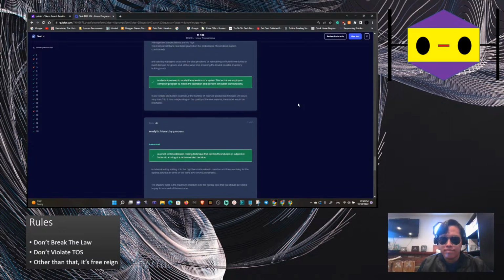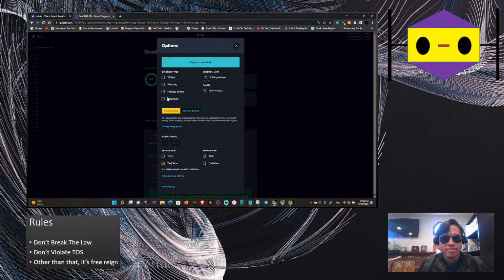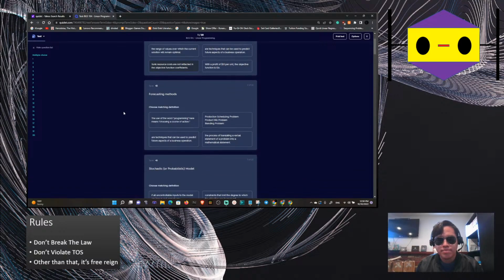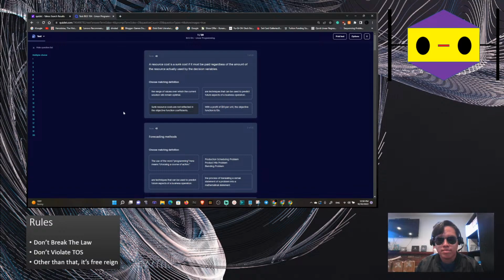Okay. New test. A resource cost is a sunk cost if it must be paid regardless of the amount of the resource actually used by the decision variables. That is C. Sunk costs are not reflected in the objective function coefficients. Okay. I just finished reading the first two. What's forecasting methods then if you already read it?